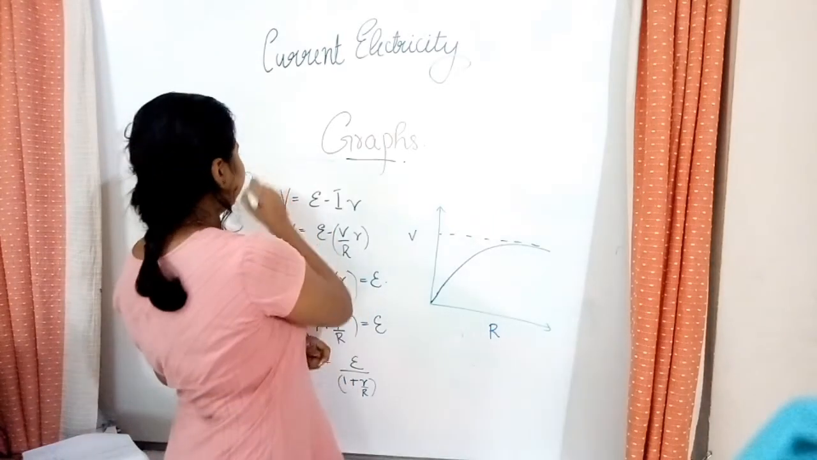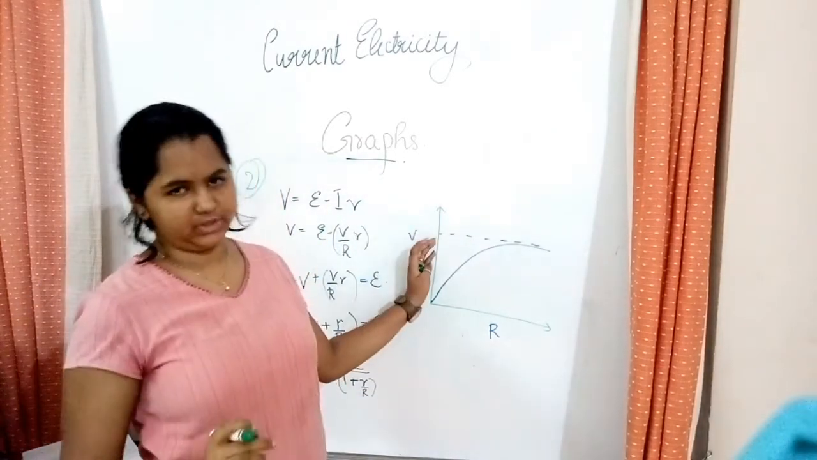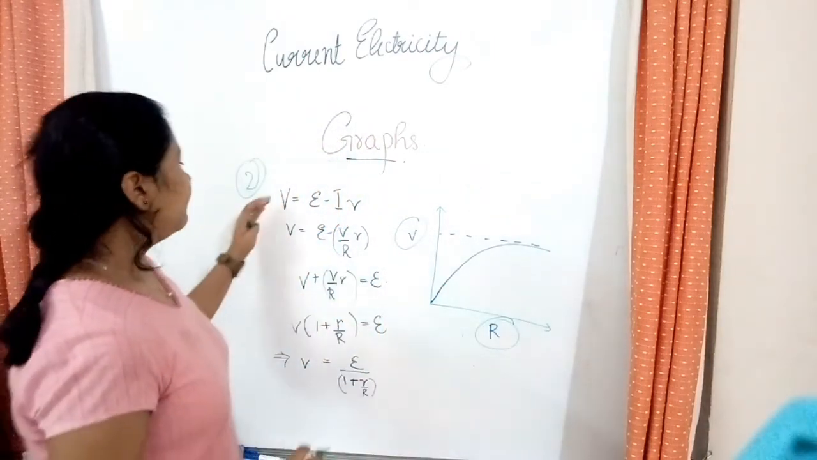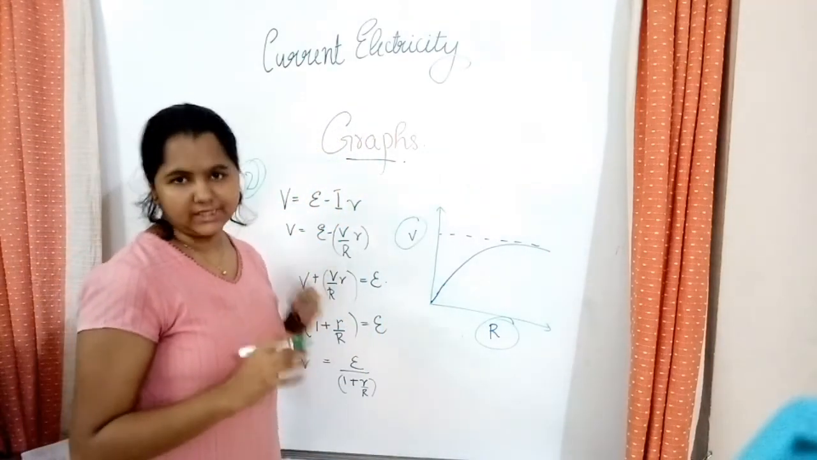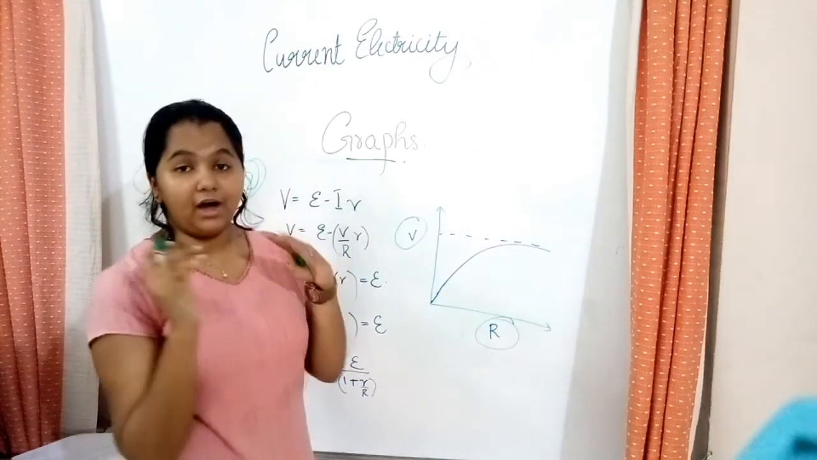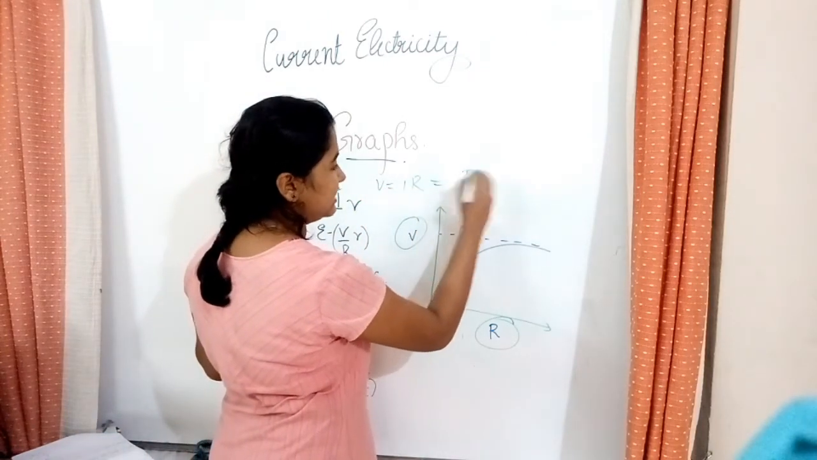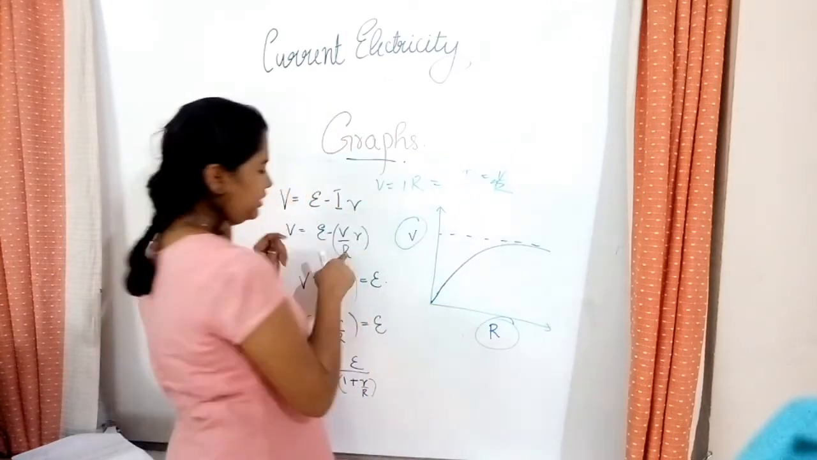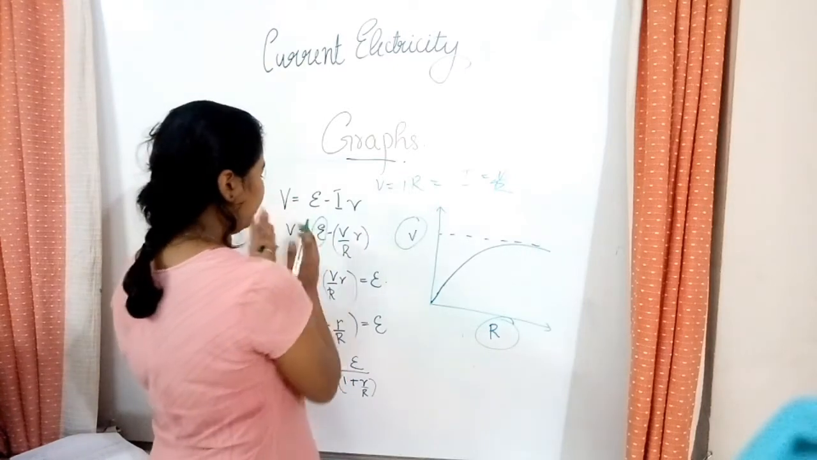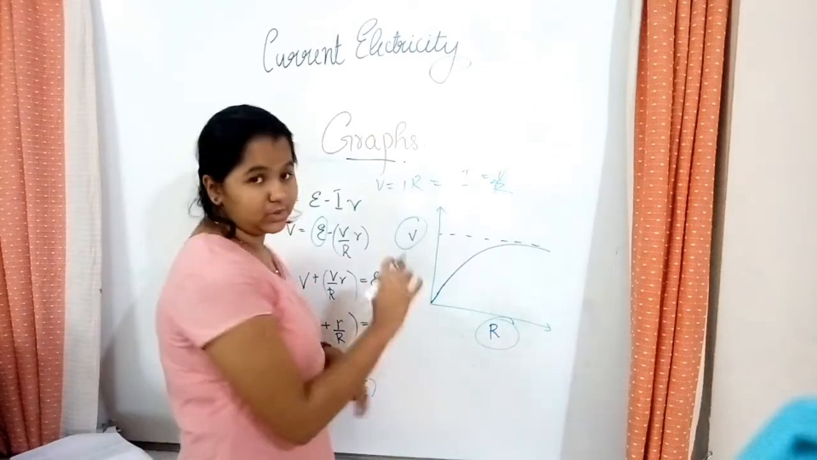So this is our second situation. In the second situation, first we'll discuss this equation and then we'll move on to the graph. Over here the graph is the V by R graph. Okay. So let's see. V is equal to E minus IR. We learned this equation for the terminal potential difference. So we are substituting I is equal to V by R. This is being substituted over here and this becomes like this. So to find out E, you take this and you put it here. So it becomes V plus V by R into small r. That is equal to the EMF.